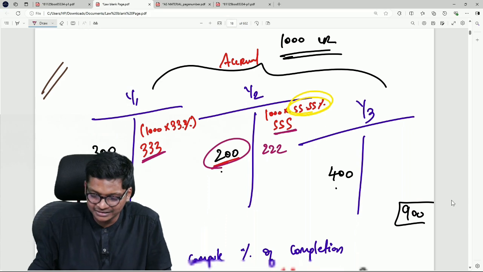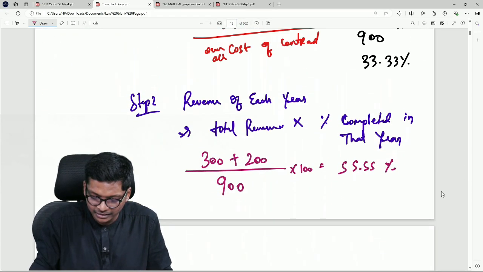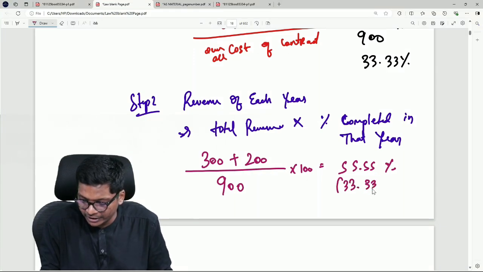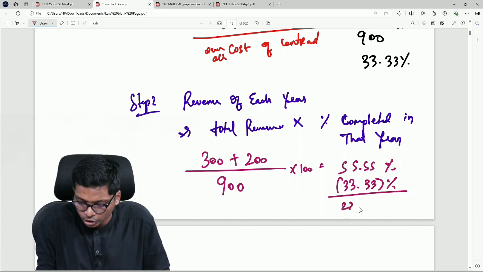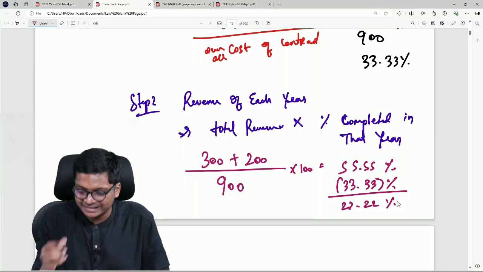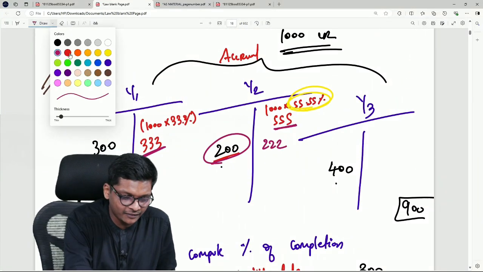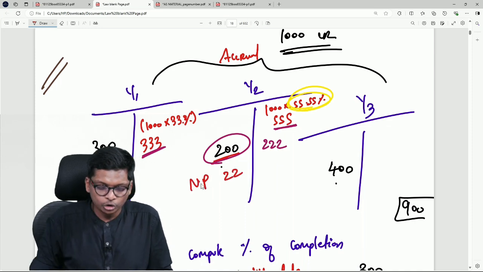Or in other words, sir, in simple, second year 55% is done. In that, first year already 33.33% work is completed. So second year what is additional work? 22.22 percentage is the new work in year 2. So second year revenue I will recognize as 222. My net profit is 22.